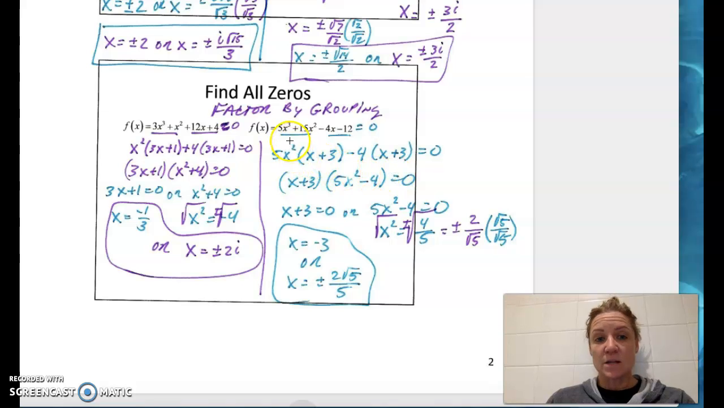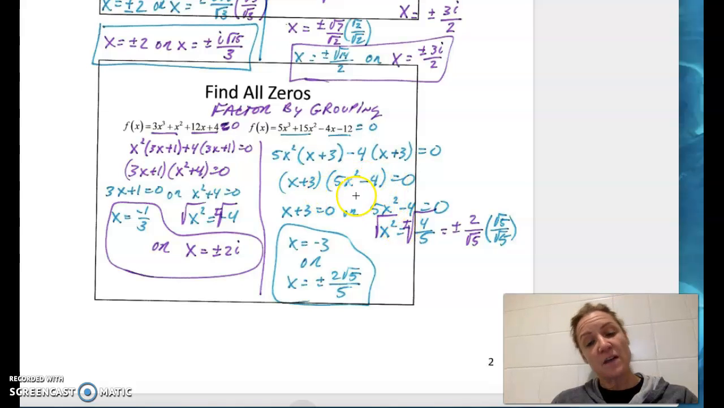All right, last one. So we're going to group the first 2 terms together and the second 2 terms together. Find the GCF, find the GCF. x plus 3 and x plus 3 are the same, so they become the first binomial, and the 5x squared minus 4 becomes the second binomial. Take the x plus 3, set it equal to 0, and subtract 3. And your first answer is x equals negative 3.